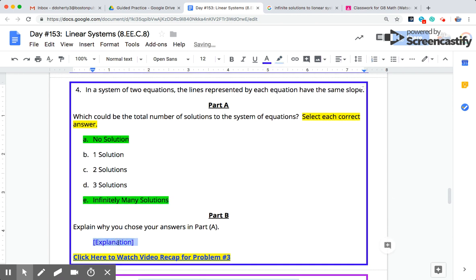As you work through part B, your explanation should be touching on some of the points we mentioned about if two linear equations have the same slope, what that means about the linear system and how many times the graph will intersect.